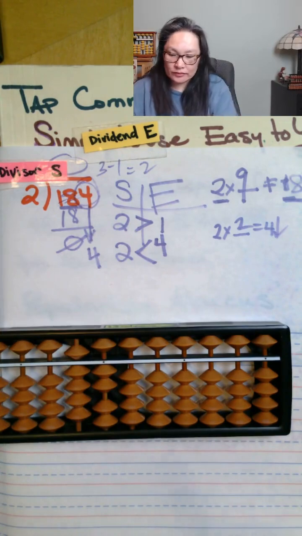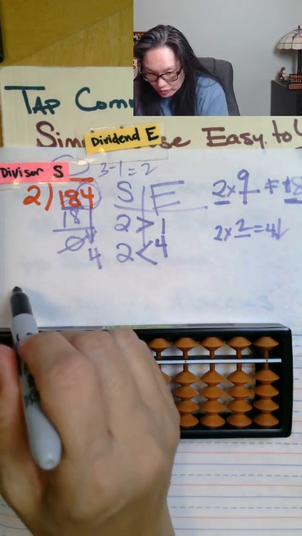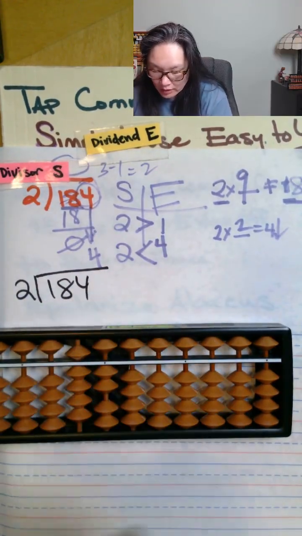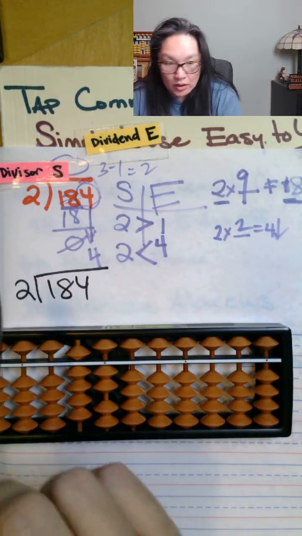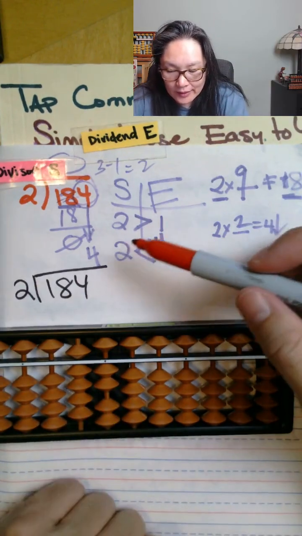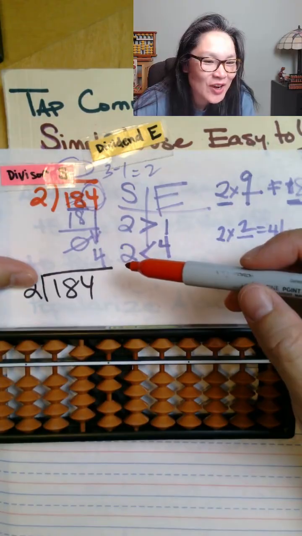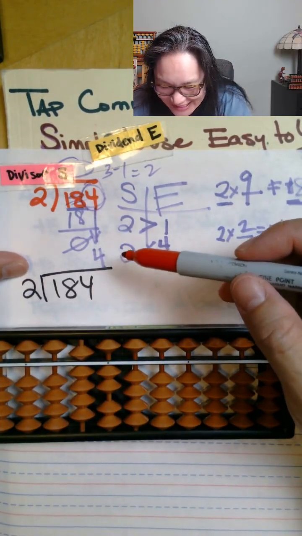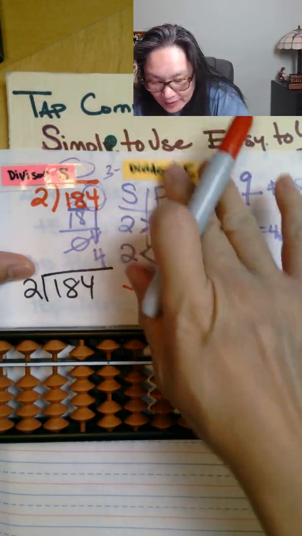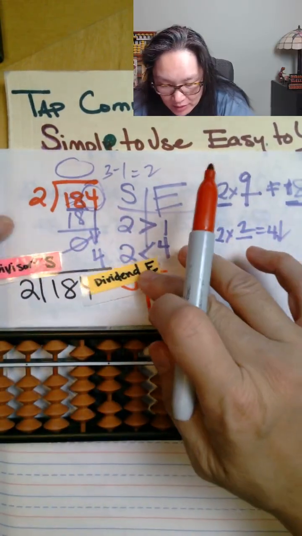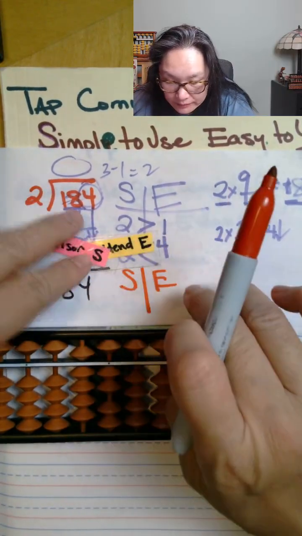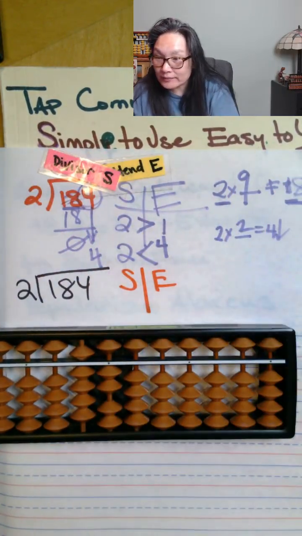I don't know. That's why it's nice that you comment so much, just so I know you're here. Okay, again, divisor, dividend. This is my dividend, this is my divisor. Oh, no, do a different one? Okay.